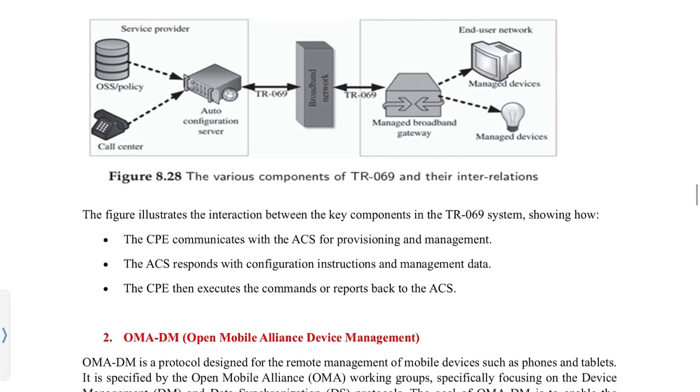So looking at this figure here, which speaks about the various components, we have CPE components which will communicate with the ACS for provision and management. Then we have ACS which will respond with the configuration, instructions and management data. Then CPE will execute the commands and return back to the ACS.